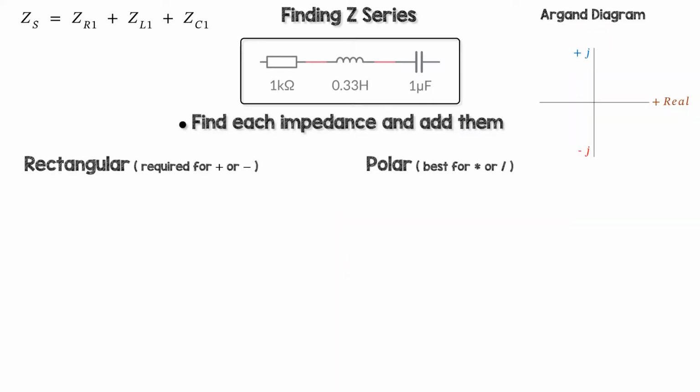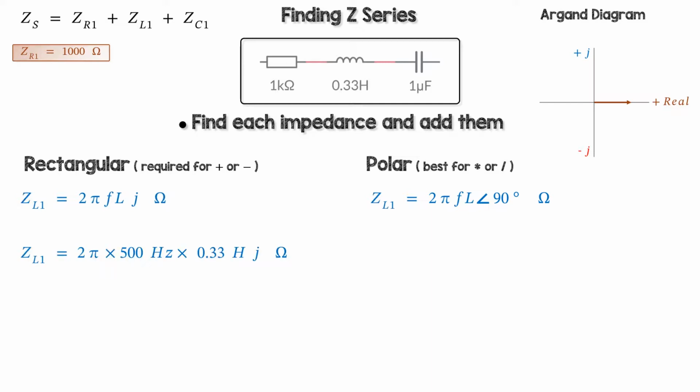So find each series impedance and add them together. Resistors have no reactance, so they don't create any phase difference between their voltage and current. So ZR, the impedance of the resistance, is just 1000 ohms, and it's real with no imaginary part. But inductive reactance, XL, measures how much an inductor opposes current through it, and it equals omega L, or 2 pi FL, where L is the inductance in henries.